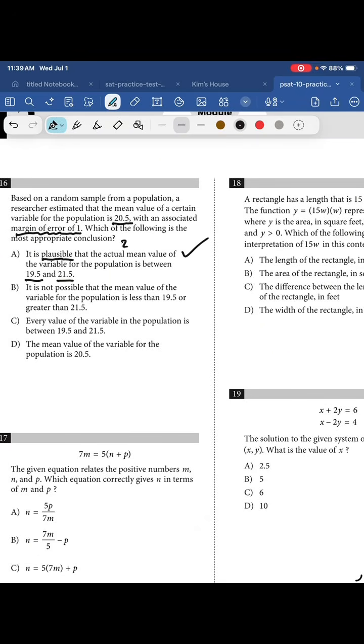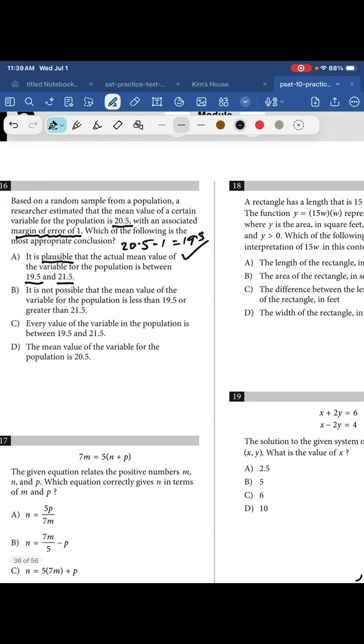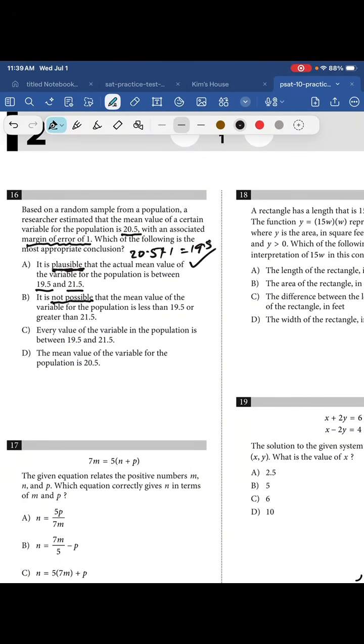How do you know? If you say 20.5 minus 1, that gives you 19.5. If you add 1, that gives you 21.5. So it is plausible. This word means a lot here, okay? Now the other one says it is not possible. This again, because of this, is very strong. So you can't take that because it's almost similar to the first one.